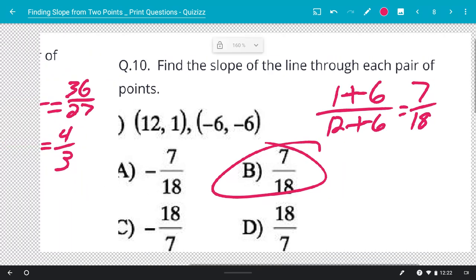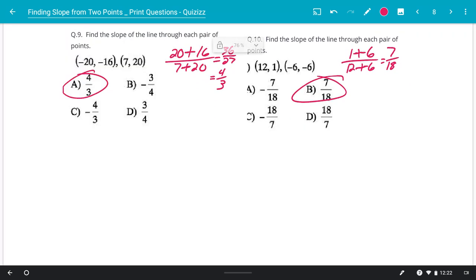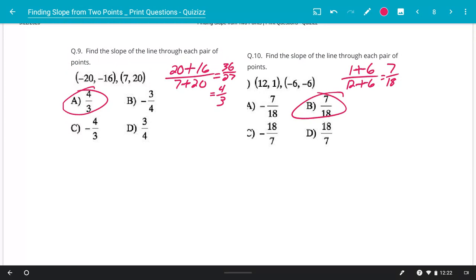Hope that helps you. You got to be able to find slope given 2 points. We will have another one of these tomorrow.